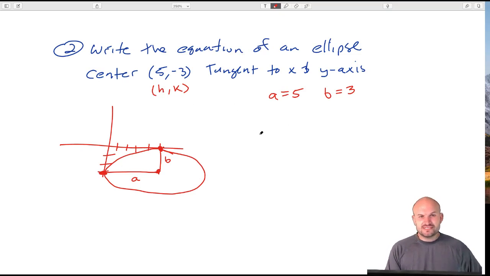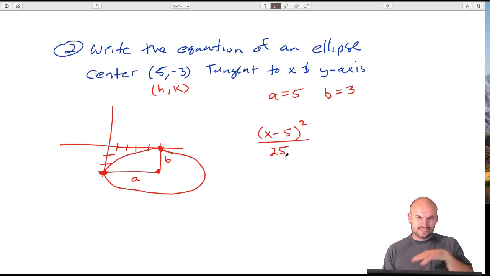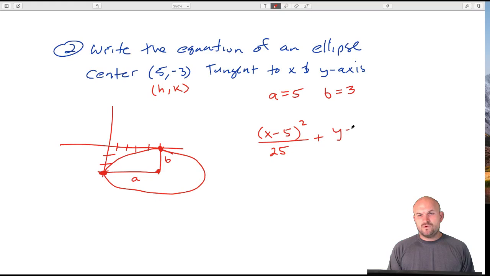So the formula looks like this. X minus 5 squared all over A squared, which would be 25 because it's horizontal. So horizontal, A is always larger than B, so it's going to be under the X, plus Y minus K, which is 3. No, sorry, that's going to be a positive 3 because it's Y minus a negative 3 squared divided by 16 is equal to 1.